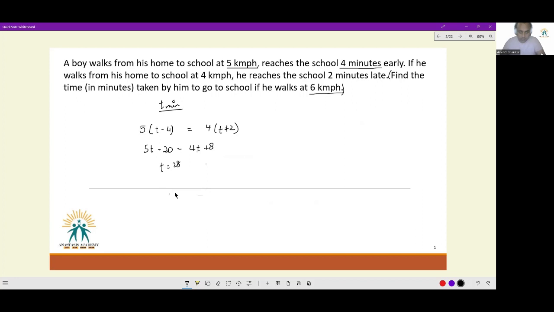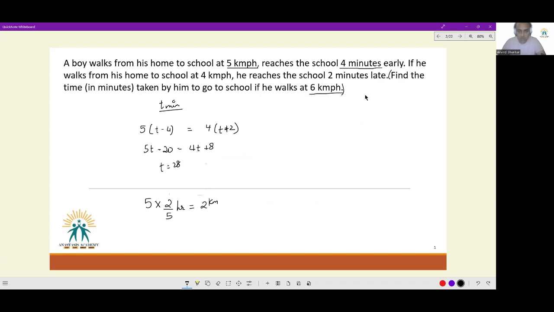Okay, in such a case, see how much distance he is actually traveling. He's traveling at the speed of 5 kmph for 28 minus 4, that is 24 minutes, which is 2 by 5 of an hour. While figuring out t, we could do it in minutes, but now when I'm calculating distance, because 5 is in km/h, the time taken should also be in hours, which gets us to the distance of 2 kilometers.